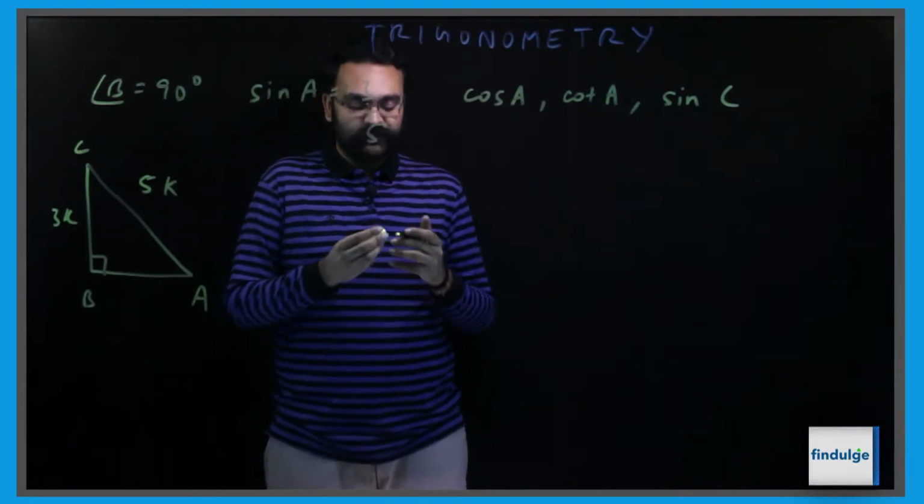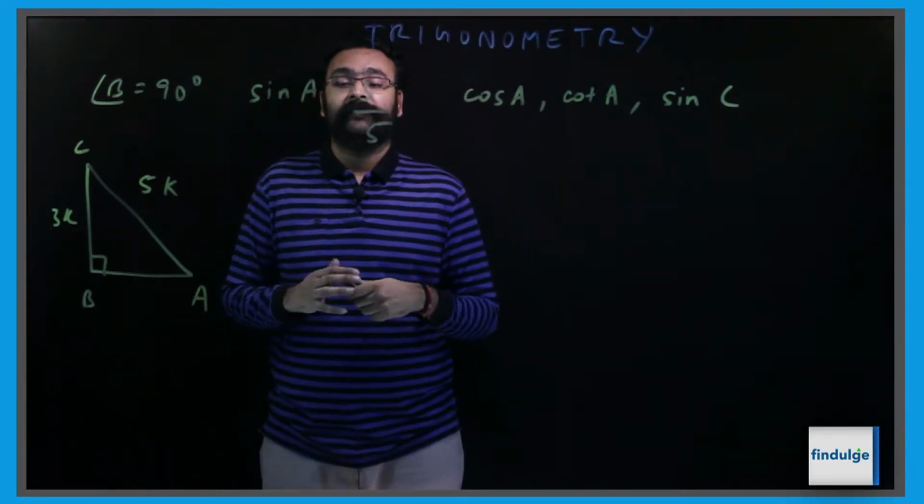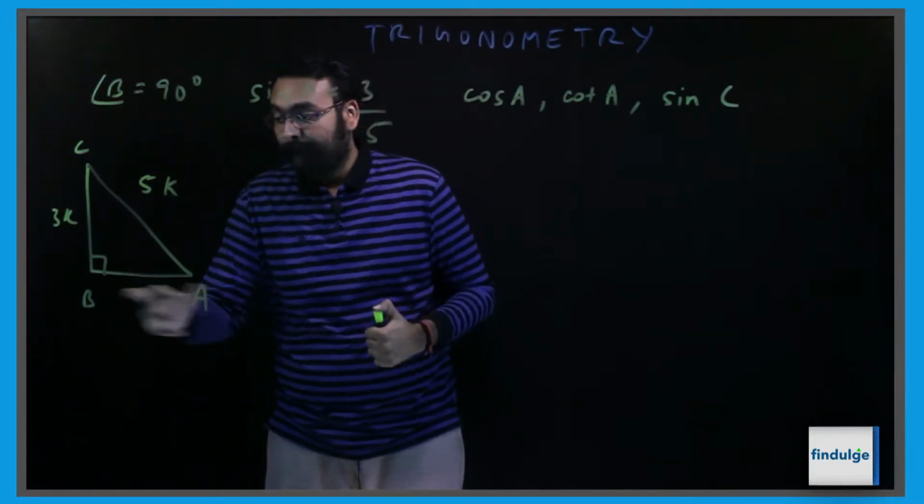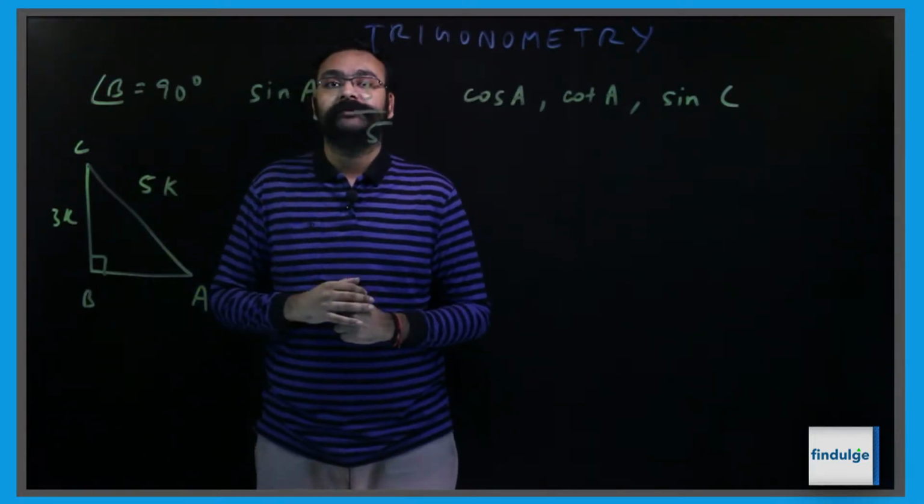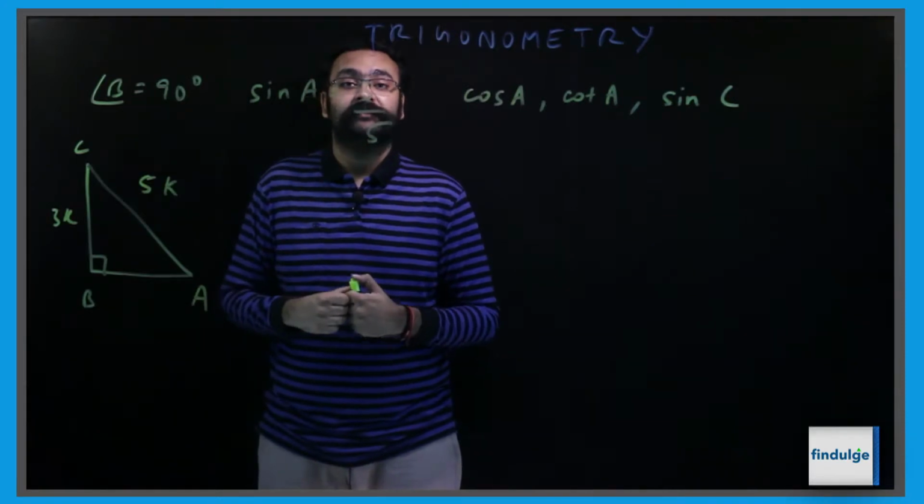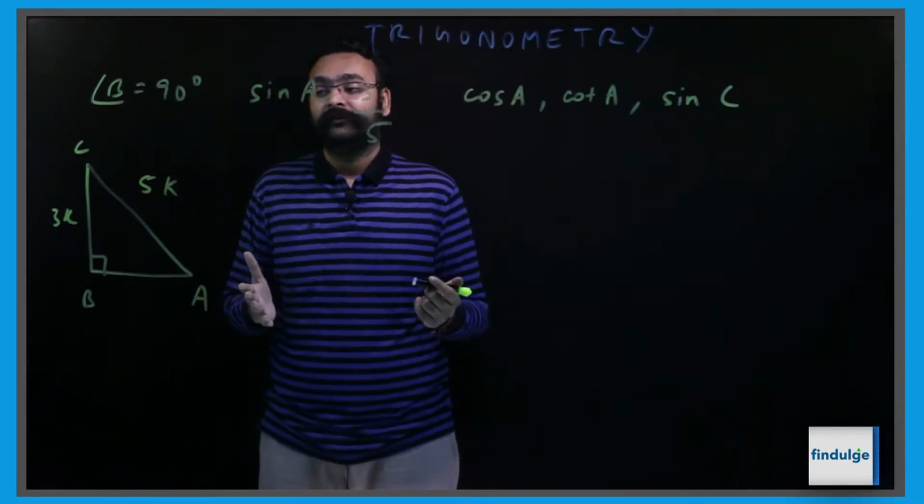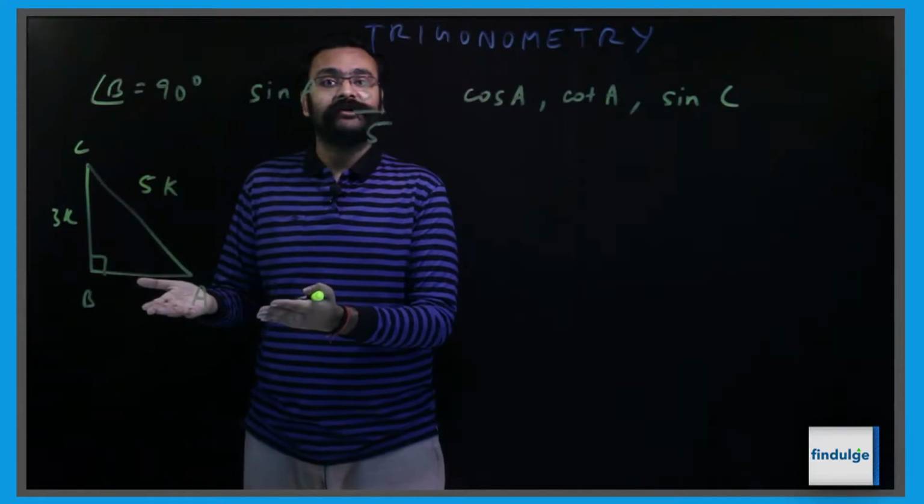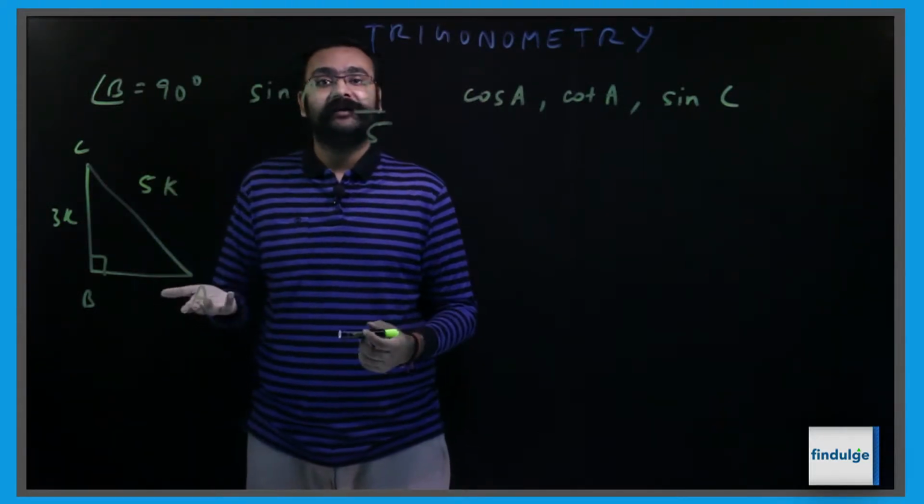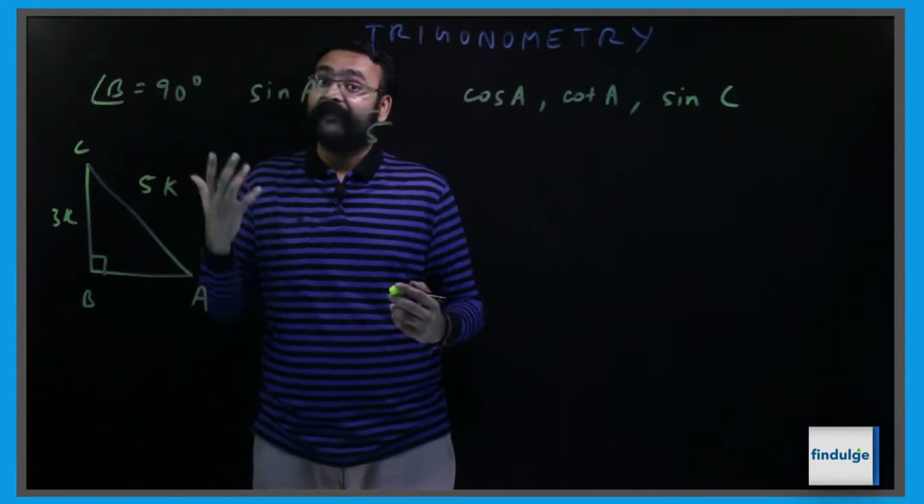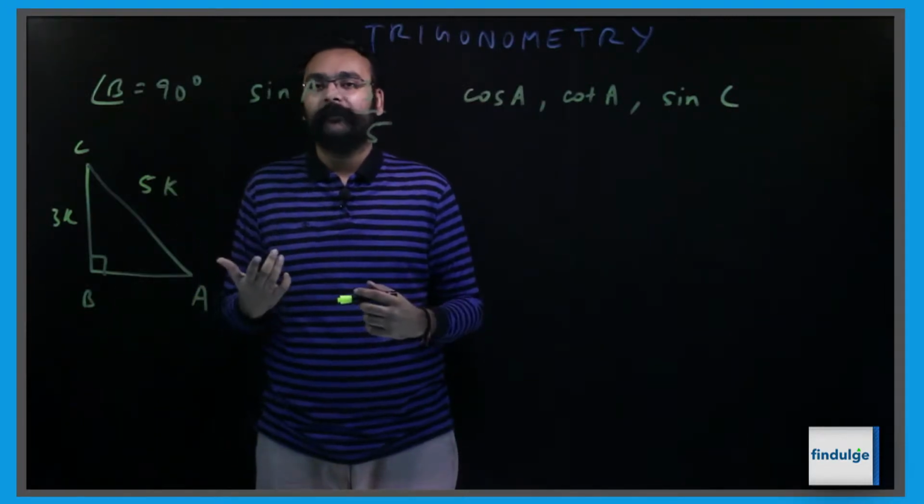Now we look at the question. Question says cos A. Now cos A, we remember, is base upon hypotenuse. But I don't know my base. How can we find it? Of course, it's a right angle triangle. We know two sides, which means using Pythagoras theorem, I can find AB.